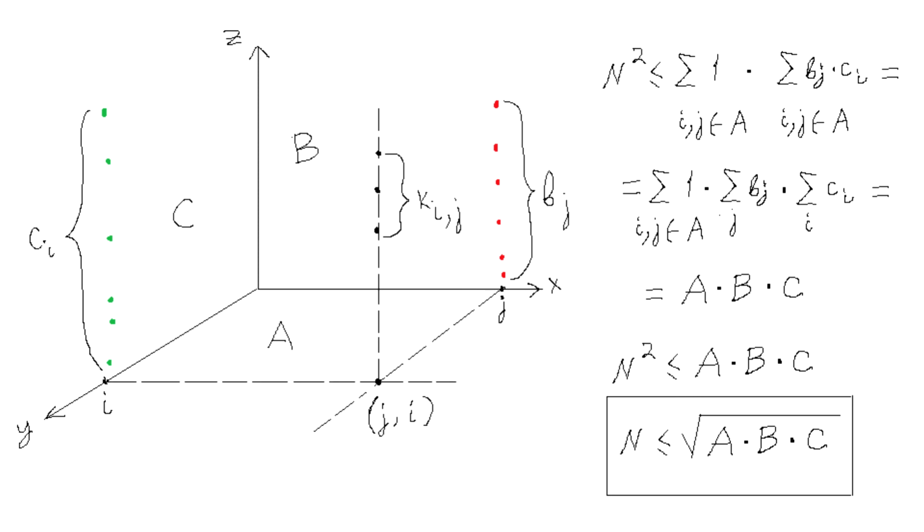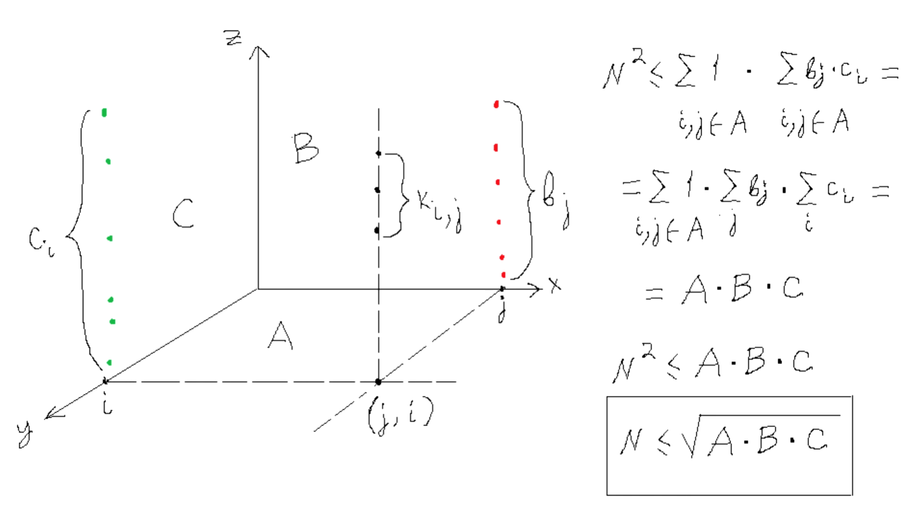Now it's easy to see that the first sum of values 1 for all pairs of indices i and j is the area of projection region A, the second sum of b_j is the area of projection region B, and analogously the sum of c_i is the area of the projection region C. This gives us the inequality that we're supposed to prove.